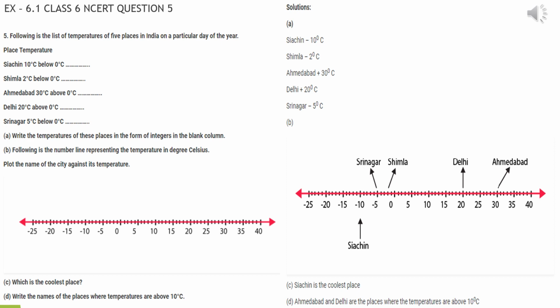D part. Write the names of the places where the temperature is above 10 degrees Celsius, that is plus 20 degrees Celsius and plus 30 degrees Celsius. That means the answer of this part is Delhi and Ahmedabad.